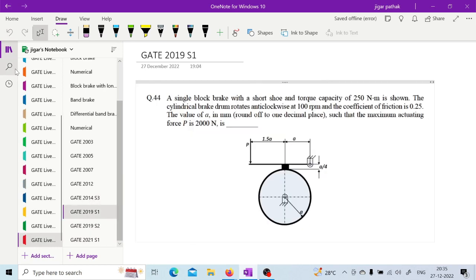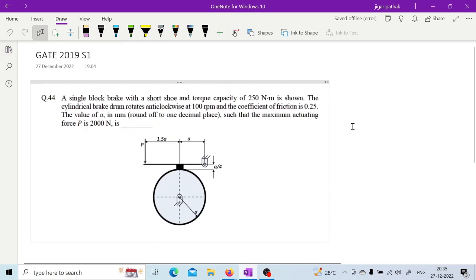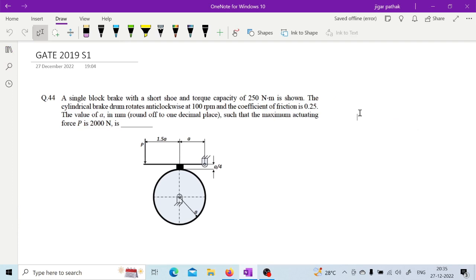Now let us go for this. A single block brake with a short shoe and torque capacity of 250 Newton meter is shown. The cylindrical brake drum rotates anticlockwise at 100 rpm and the coefficient of friction is 0.25. The value of A in mm such that the maximum actuating load is 2000. You can calculate this, I guess it is simple. Yes or no? Yes, sir. So quickly calculate this.